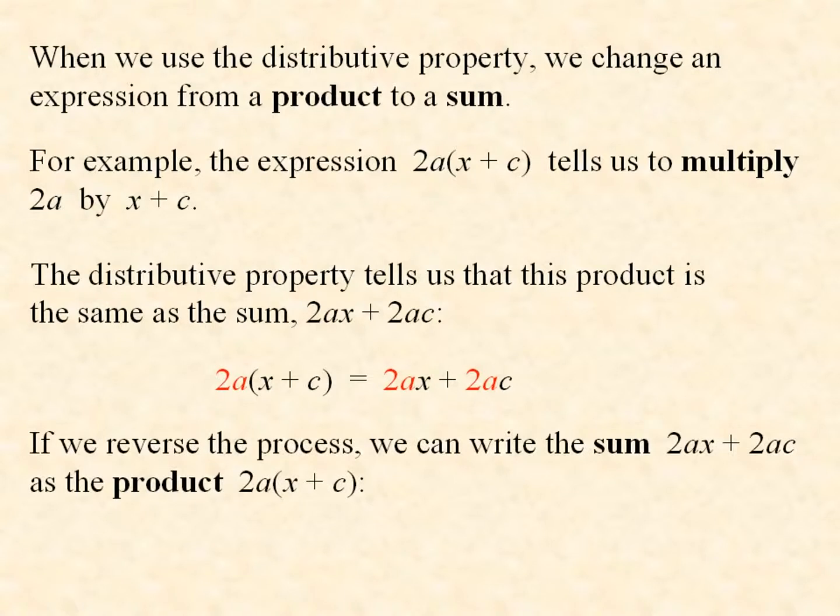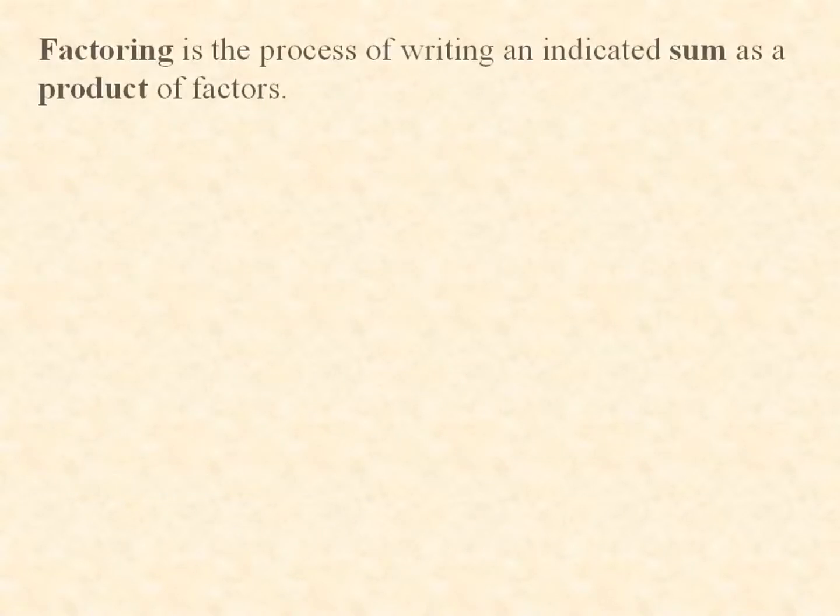If we reverse the process, we can write the sum 2ax + 2ac as the product 2a(x + c). Factoring is the process of writing an indicated sum as a product of factors. In this sense, it's the reverse of the distributive property.